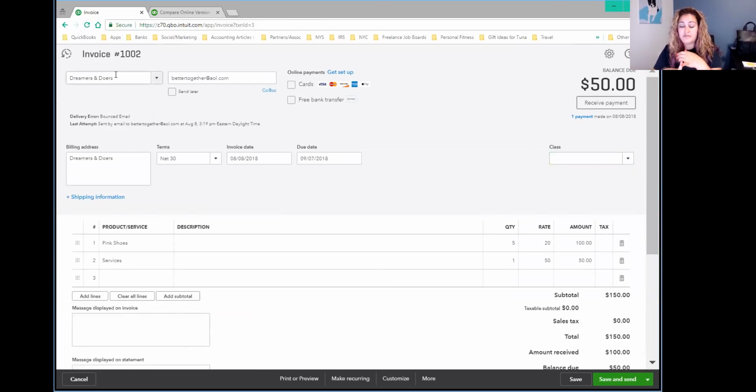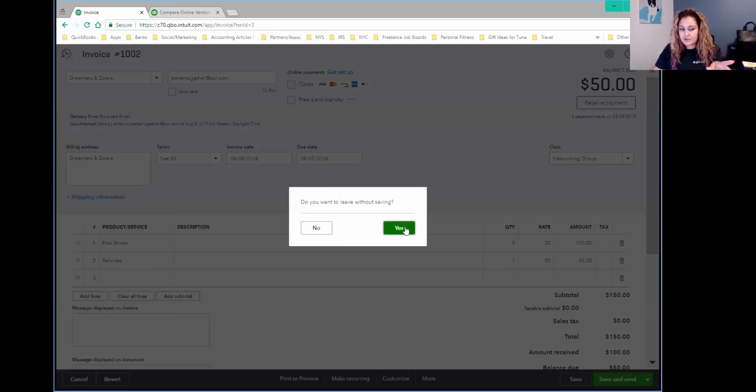You can use it where if you want to track your salespeople and you want to be able to pull, let's say, income by this salesperson, you can use it that way. If you wanted to track it by the type of client, you can use it that way. So let's say Dreamers and Doers is networking. Let's say I speak all over the world and I'm trying to keep track of who I'm speaking to or who's hired me. Now I can do networking group. So this is going to classify this income and tie it to this group of people. That's what class tracking is.